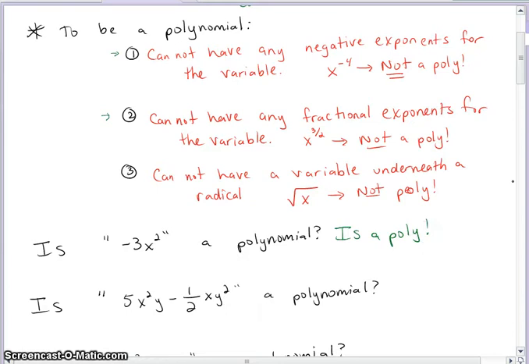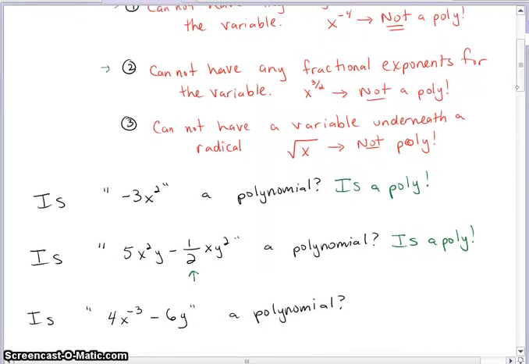What about this one? Do I have any negative exponents? Nope. Do I have any fractional exponents? Nope. And do I have a variable underneath any radical? Nope. So that means it is a polynomial. I can have a fraction out here. It just can't be an exponent. Okay, what about this one? Do I have any negative exponents? Yes, right there. So that automatically means it is not a polynomial. Okay?